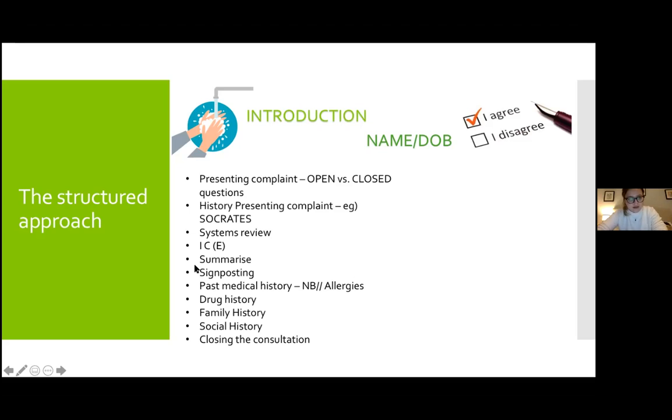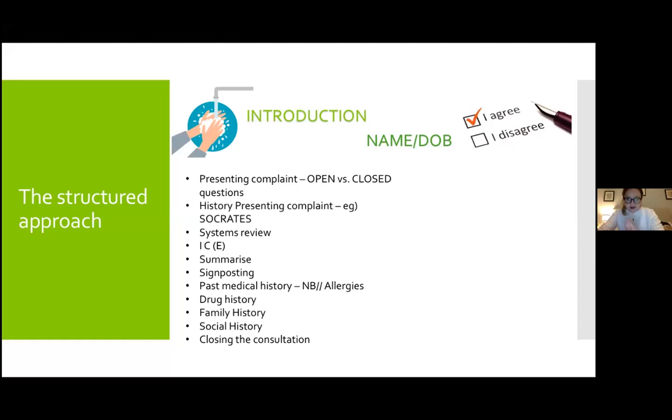Systems review is next. So you want to ask about your different systems: your cardiovascular, your respiratory, your MSK, GU, GI, neuro, and systemic as well. In the cardiovascular systems review, you would have done a lot of this in the history of presenting complaint, but you need to make sure you're asking about chest pain, angina symptoms, shortness of breath, palpitations, pre-syncope, syncope, and peripheral edema.